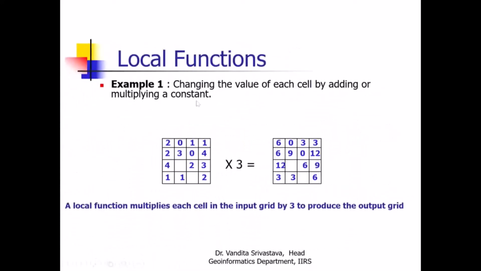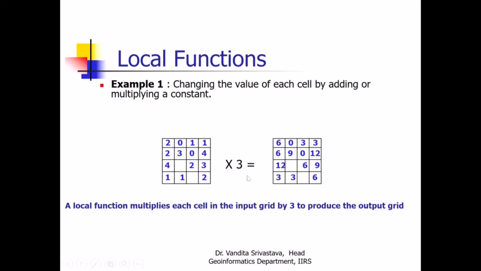Right. So let us see each one of them with examples. So here, let us say we have a grid and I wish to multiply it by the value 3. Please notice that there are no data cells also, which means there is no data available for these cells. So when I perform any operation, the no data cells here will remain as no data cells. And when I perform multiplication by the value 3, each cell value is multiplied by 3. So you see, 2 into 3 is 6, 0 into 3 is 0, like that.